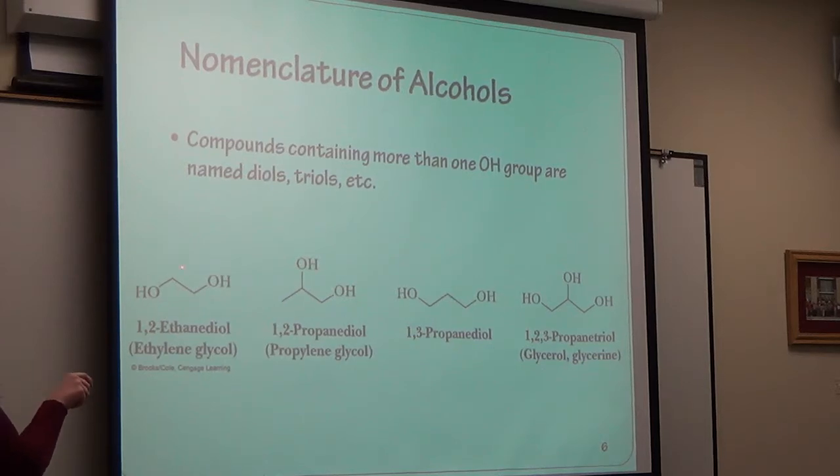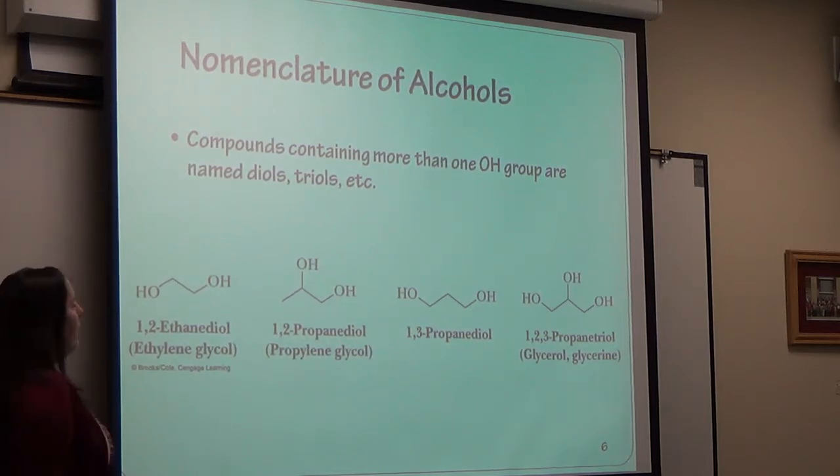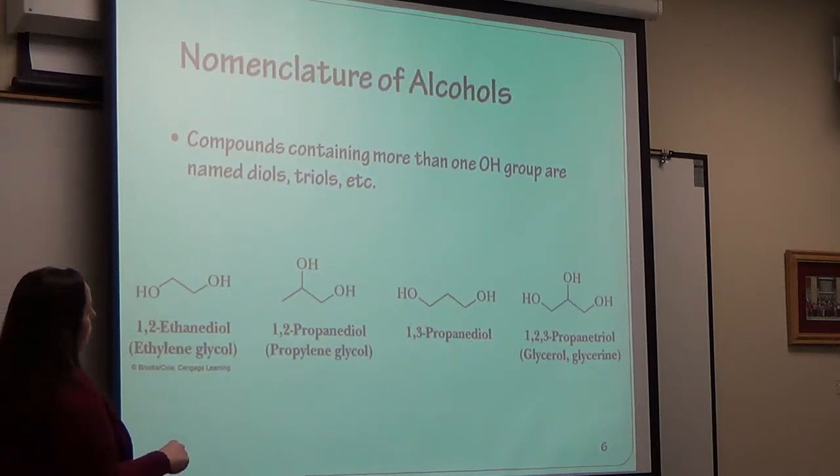So with 2 carbons and 2 hydroxyls, that's 1,2-ethane diol. This is also known as ethylene glycol, which is what's in de-icers. You may have used a lot of this over the weekend since it got really cold. So that's found in the de-icer component.